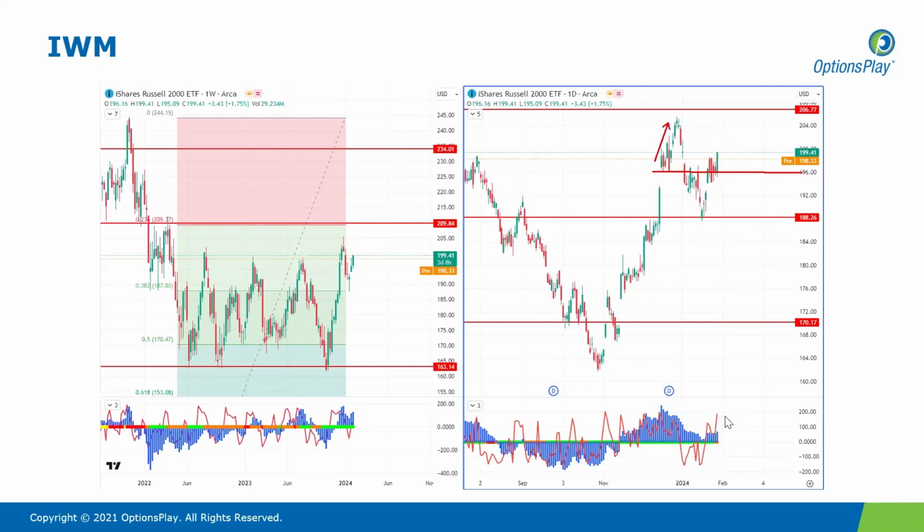Momentum is starting to return here to small caps, as you can see with the 6-period CCI. So we should get a continuation of this trend back towards the next resistance zone, which is really the 23.6 fib level at around 210. But small caps are starting to rebound finally.